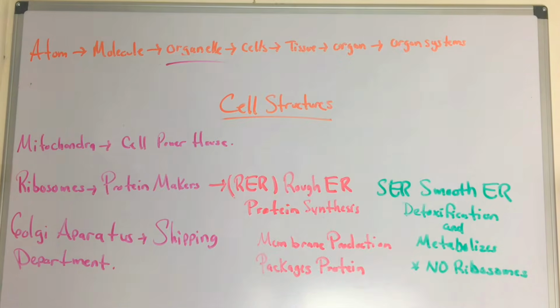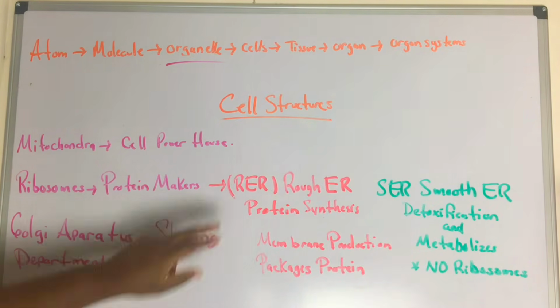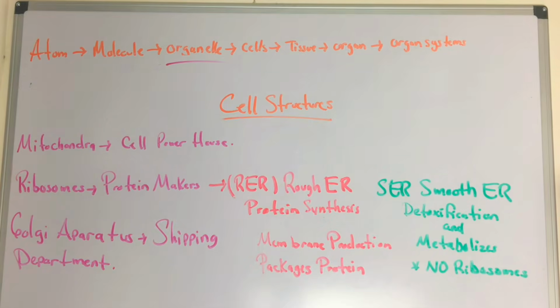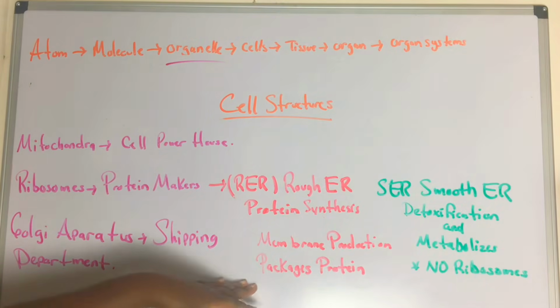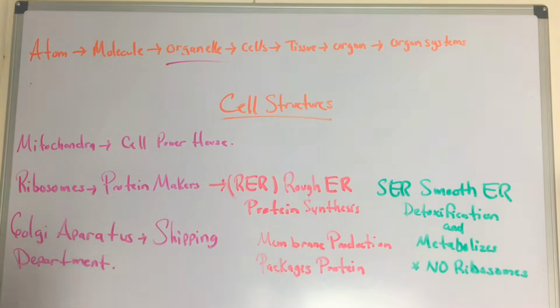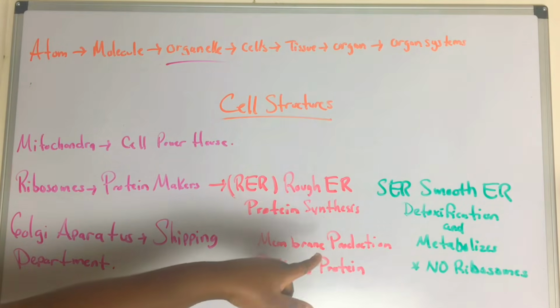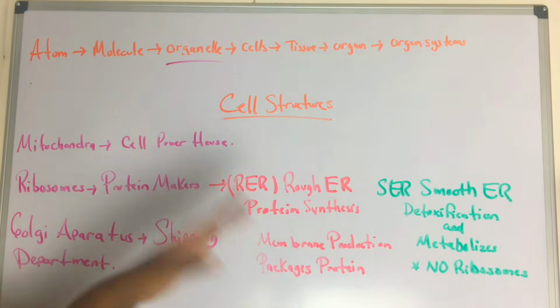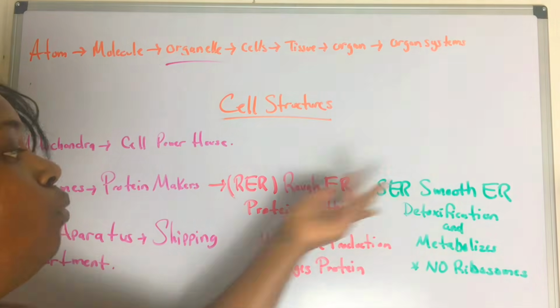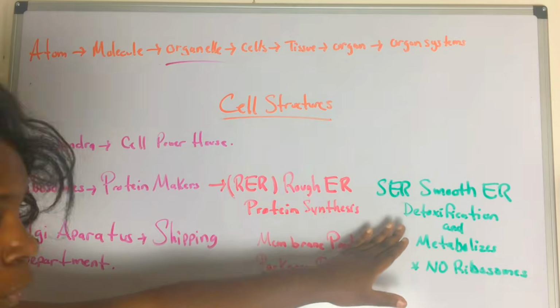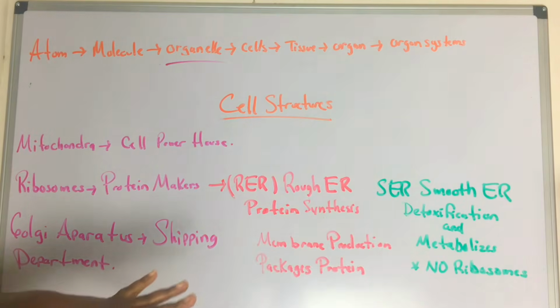They're composed of two different components, rough ER, that's the endoplasmic reticulum, and smooth ER. Okay, so rough ER, it makes protein, it packages proteins as well, and also membrane production. And then smooth ER, it detoxifies and metabolizes certain organelles, and it has no ribosomes. That's the most important thing to remember, because I do remember a question that asked that. So rough ER has ribosomes, smooth ER does not have any ribosomes.